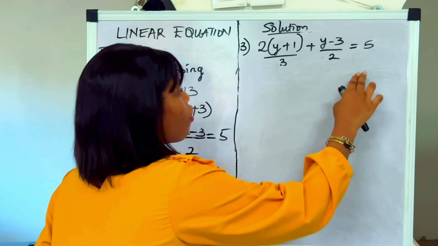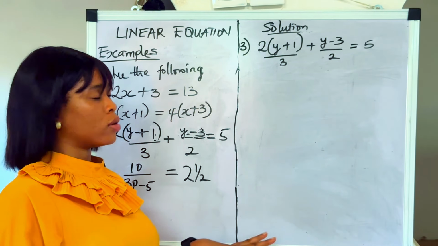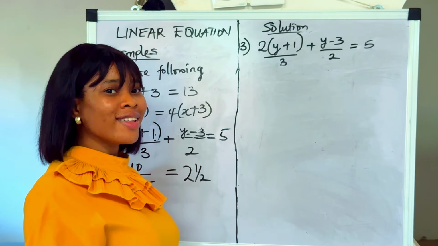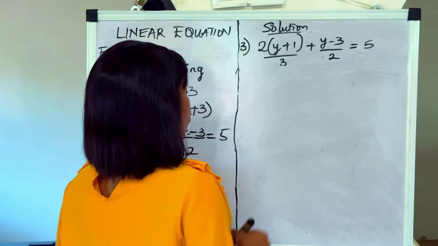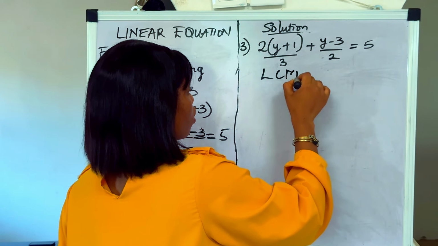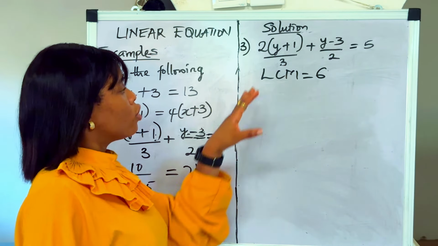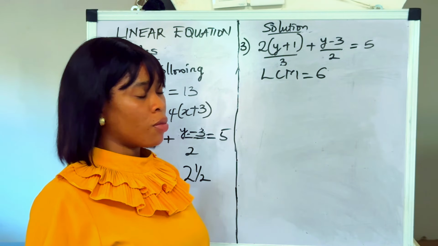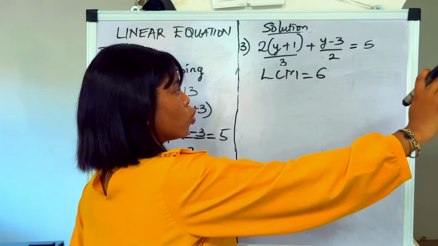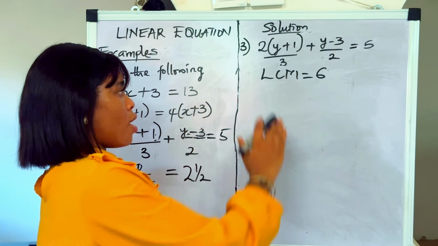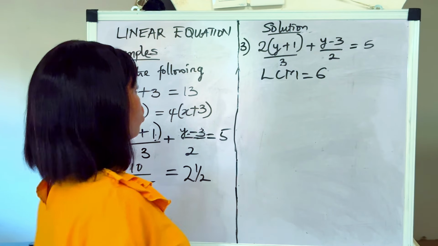Why? It involves fractions. So this is a linear equation involving fractions. Now how do we go about this? First of all, we have to find the LCM of the denominators, which are 3 and 2. The LCM of 3 and 2 is 6. After getting the LCM of the denominators, the next thing to do is to multiply through by the LCM. The LCM is 6, so we use 6 to multiply the equation.